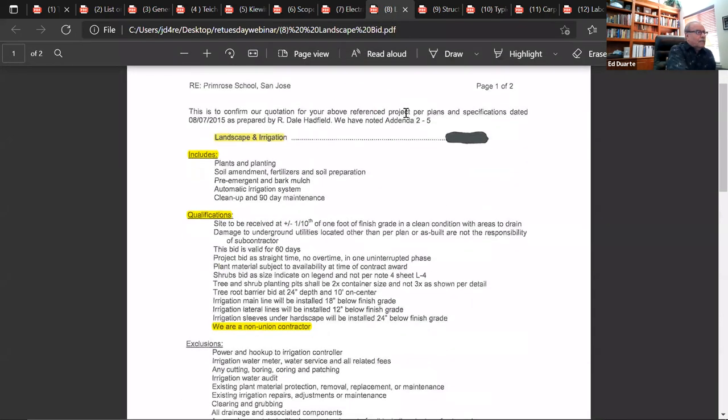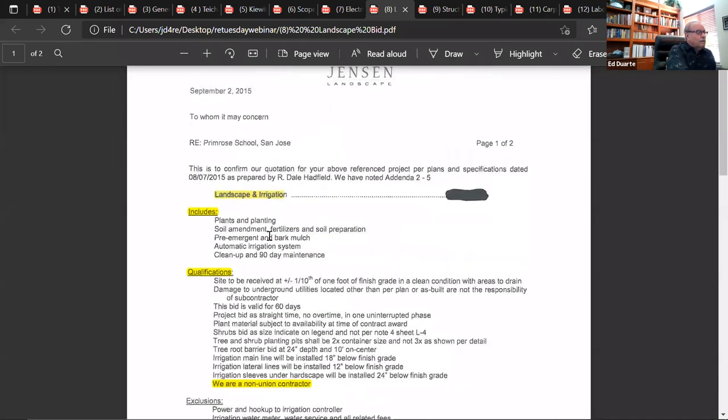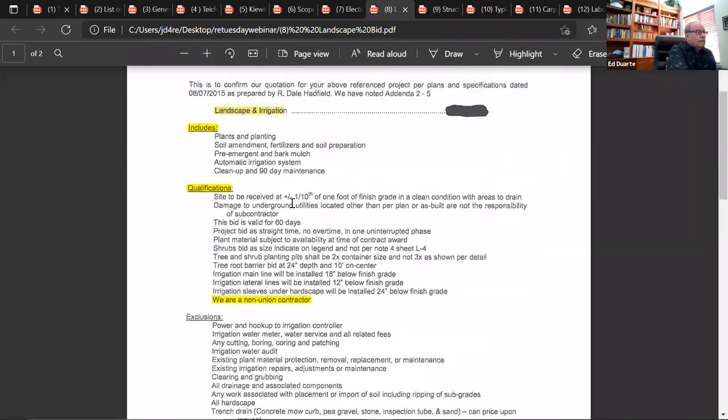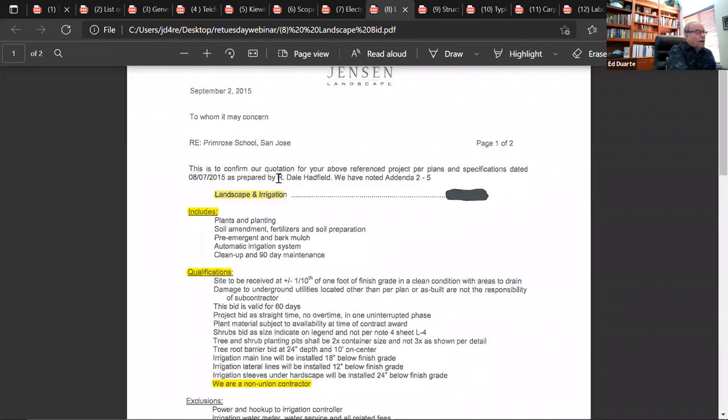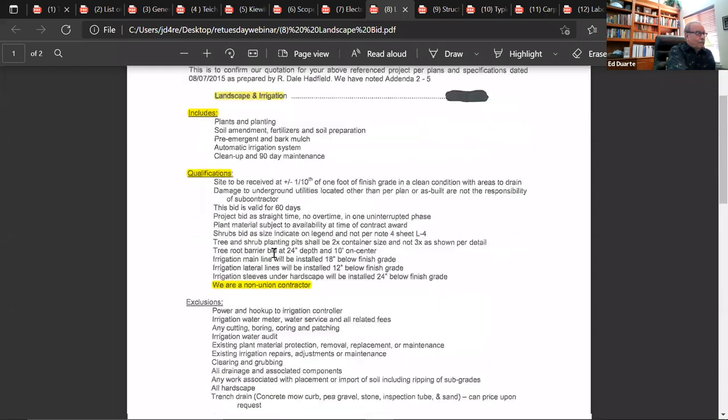Here's a sample landscape bid, lump sum landscape and irrigation. Here's what they include. They're saying, we have noted addendums 2 through 5. We confirm our quotation per plans and specs for the plans that were dated August 7th. They include plants and planting, amendments, mulch, irrigation, and maintenance.